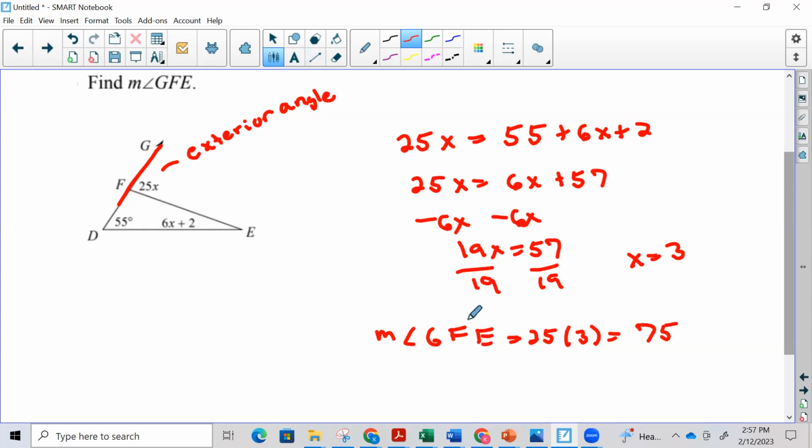So the measure of angle GFE is 75 degrees. And so that's an example with the exterior angle theorem. Again, if you have any questions, please let me know.